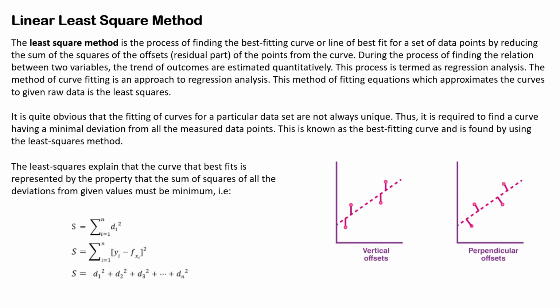The least squares method says that the curve that fits best is represented by the property that the sum of the squares of all the deviations from a given value must be minimal. This is basically your function of linear least squares. You sum it up across all your values, and whatever parameter reduces this cost function the most is the best parameter for your particular model.